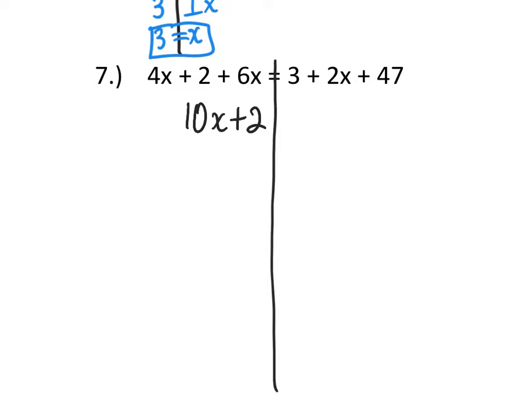Now over here on the right-hand side, is there anything I can put together? Yes, the 47 and 3. Right, so when I put 3 and 47 together, what's that going to make? 50. So I'm going to have 2x plus 50.